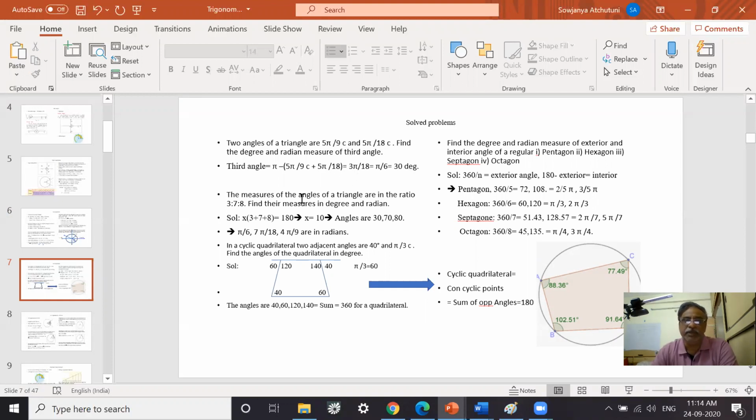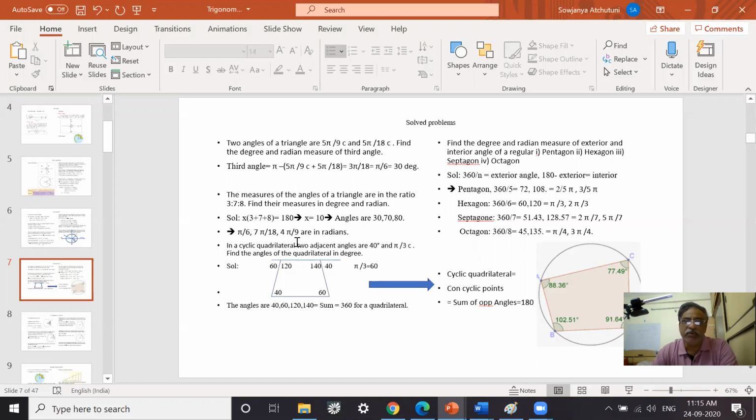The measures of the angles of a triangle are in the ratio. So we know 3x plus 7x plus 8x is equal to 180. So we get all the angles, and then we convert them into radians. 30 degrees, by 180 into pi, so pi by 6. So like that, we have to convert them into radians. 70 by 180 into pi, 7 by 18 pi. This is 4 by 9 pi.